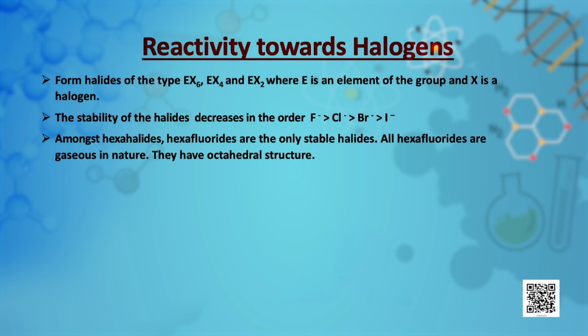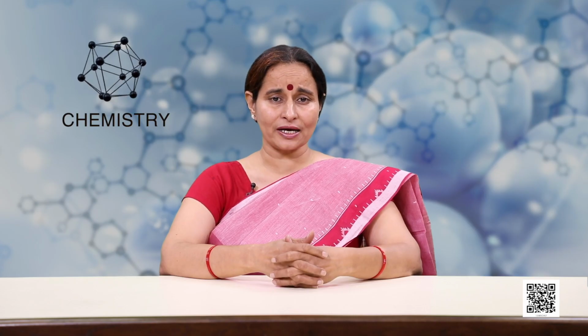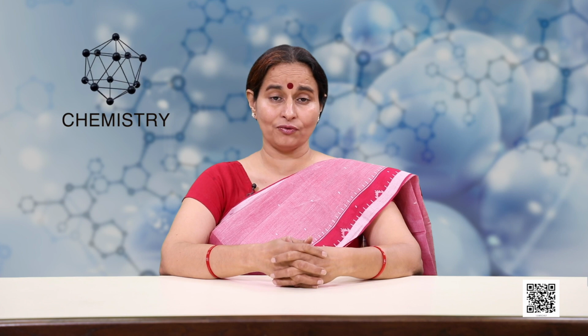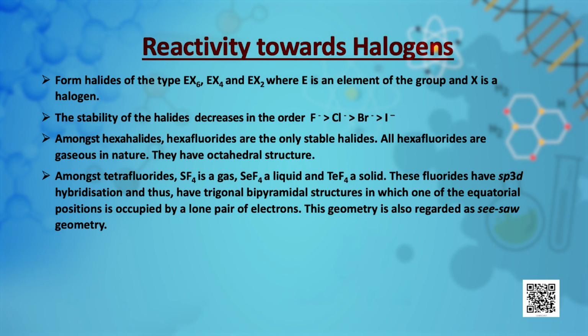They have octahedral structure. Sulfur hexafluoride is exceptionally stable for steric reasons. Amongst tetrafluorides, sulfur tetrafluoride is a gas, selenium tetrafluoride is a liquid and tellurium tetrafluoride a solid. These fluorides have sp3d hybridization and thus have trigonal bipyramidal structures in which one of the equatorial positions is occupied by a lone pair of electrons. This is also regarded as seesaw geometry.